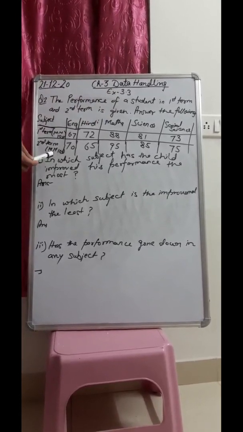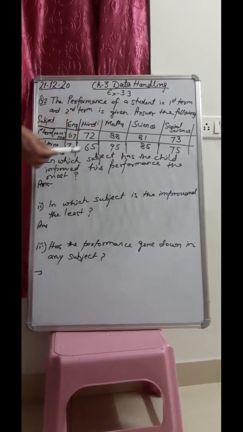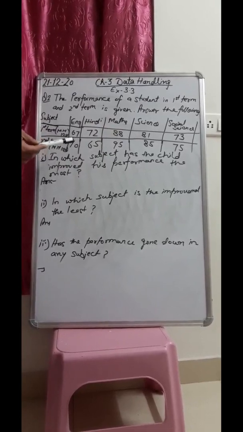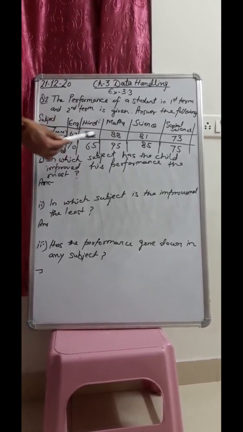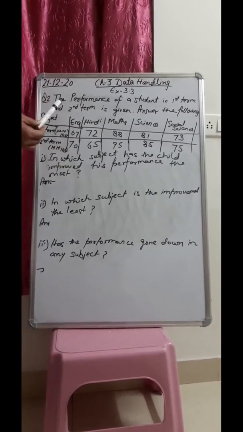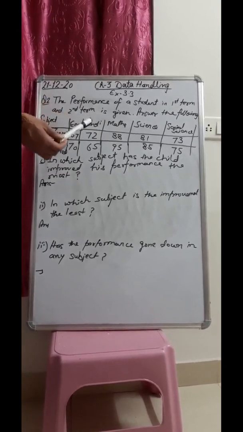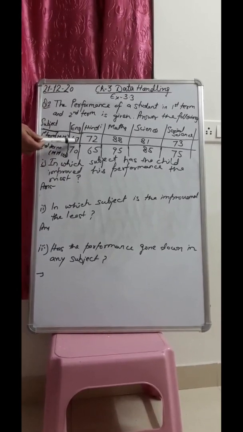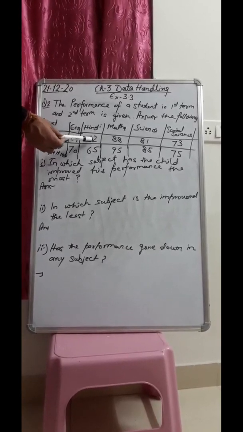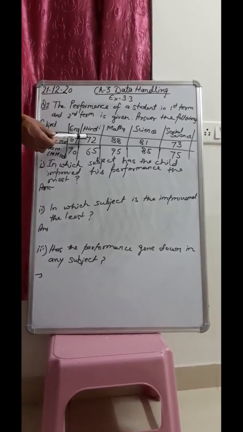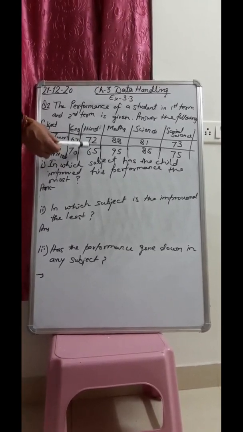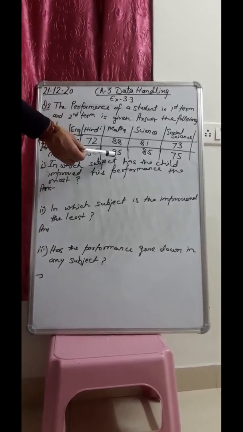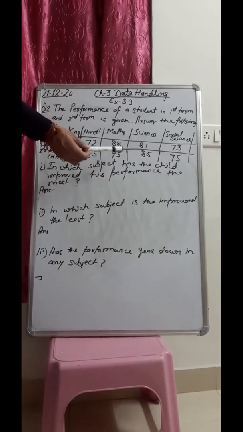So first is, in which subject has the child improved his performance the most? So here we have to answer the subject in which the child improved the performance most. That means in this subject the child has shown the most improvement. Here in English the improvement is of 3 marks. In Hindi we can see that in first term it is 72 and it decreased to 65. That means no improvement. In Maths the first term is 88 and second term is 95. That means the improvement is of 7.